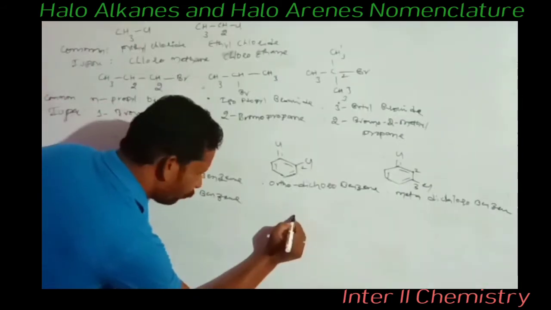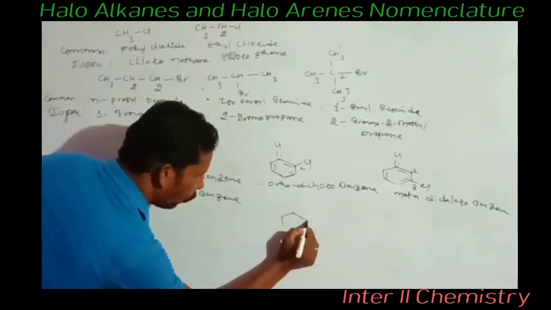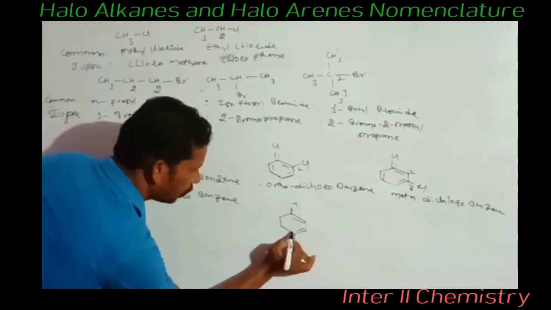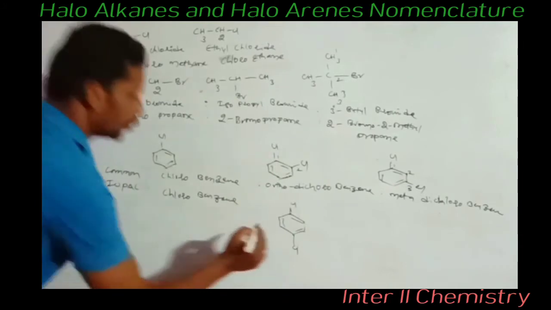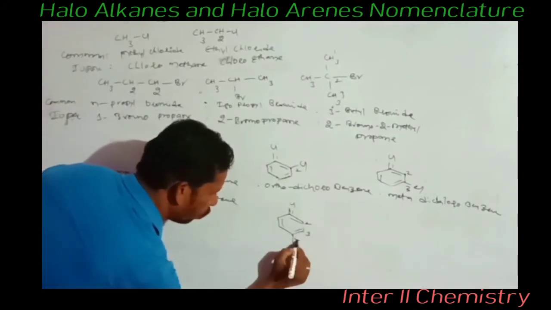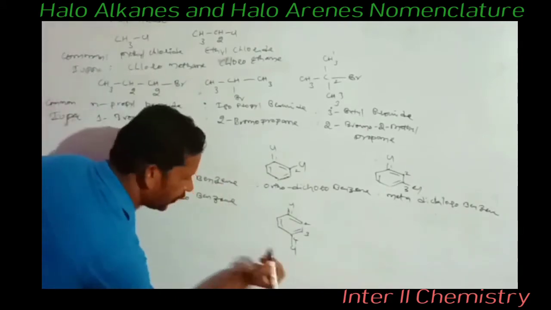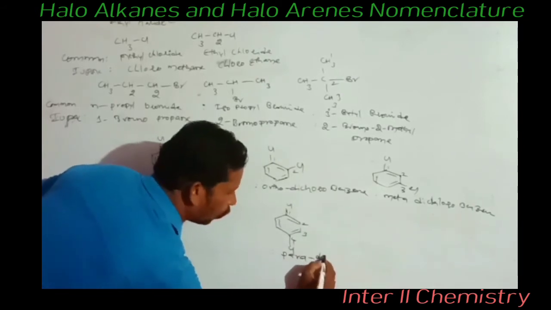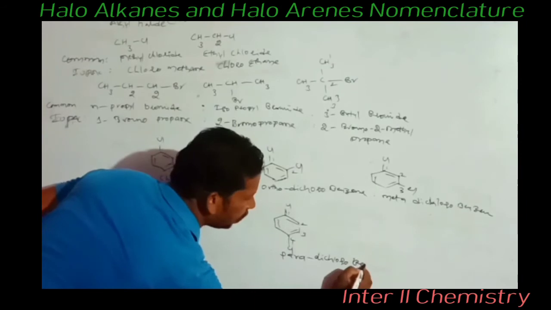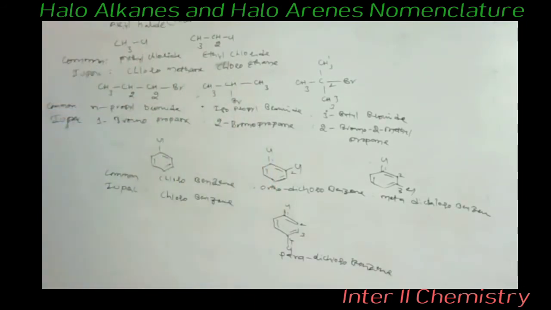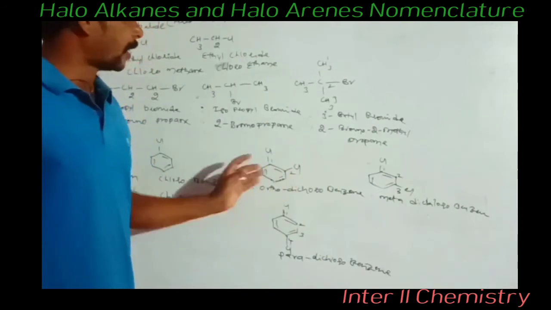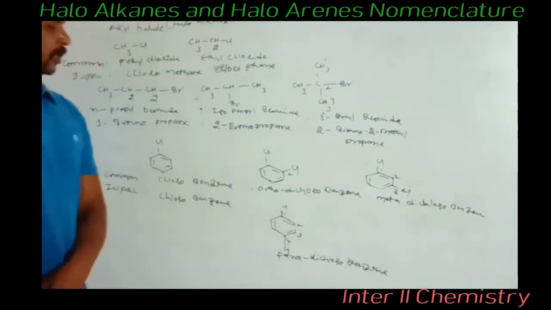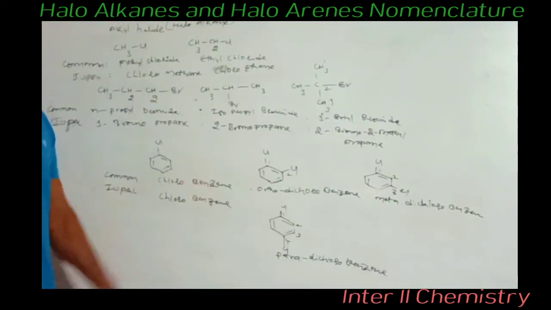If it is the 1,4 position, here it is chlorine and chlorine, both attached to the benzene ring, so it is 1, 2, 3, 4th position. What is the common name of this compound? Para-dichlorobenzene. So the 1,2 positions are called ortho positions, the 1,3 positions are called meta positions, and the 1,4 positions are called para positions. This is the common method.